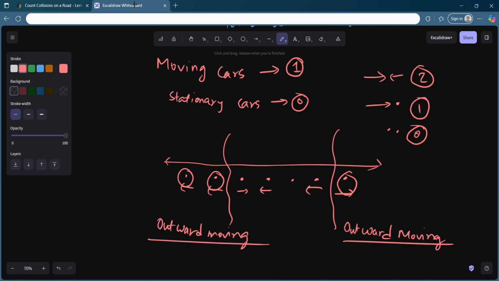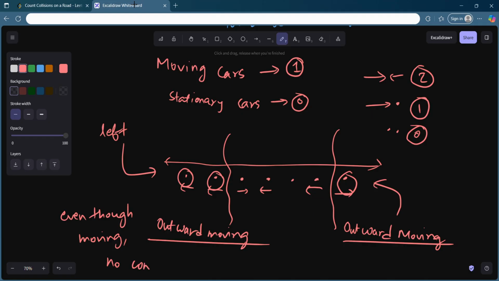So you see, I define an outward moving car as a car which is going left and present on the left, and another outward moving car as one which is present on the right and going right. Since all the cars have constant speed, these cars will just move out away from each other, and even though moving, they won't contribute anything to the collision. No contribution to the collision. So we need to separate them out.